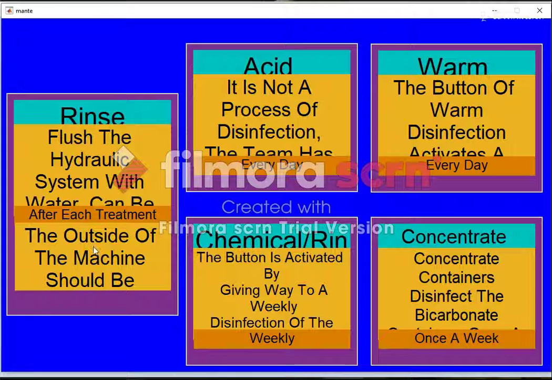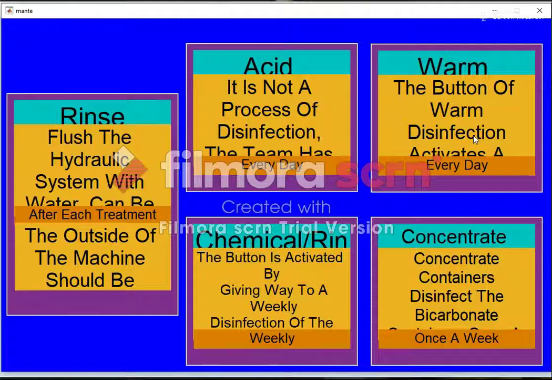Another is every day. These are important above all. The idea is disinfection, and activating the different modes to see the correct operation of this machine.